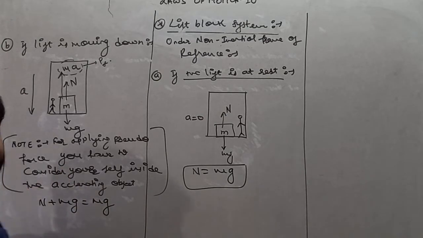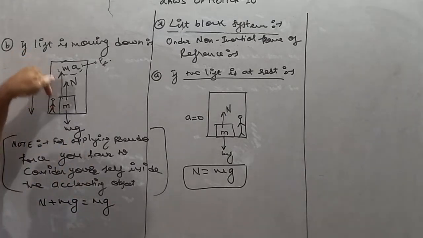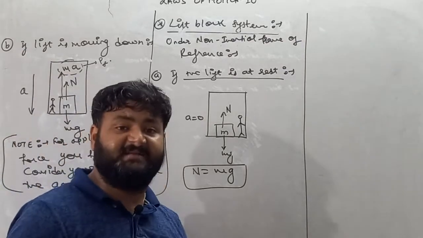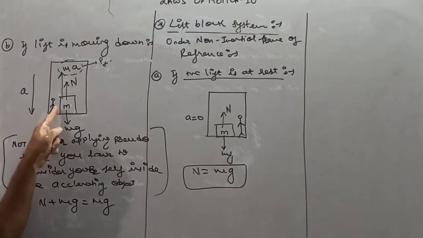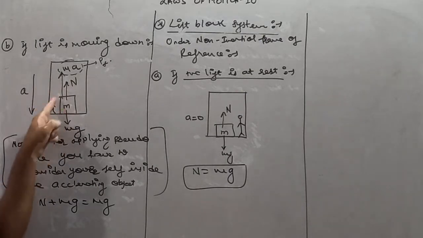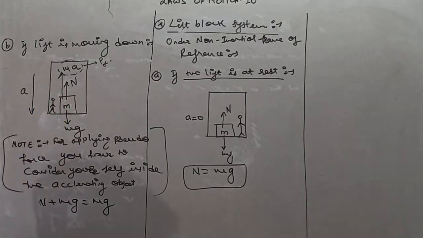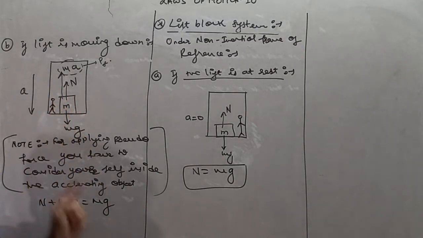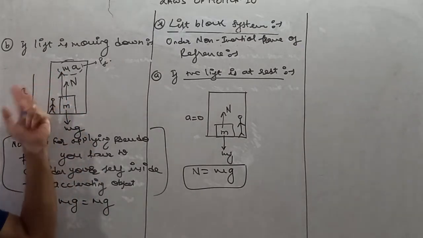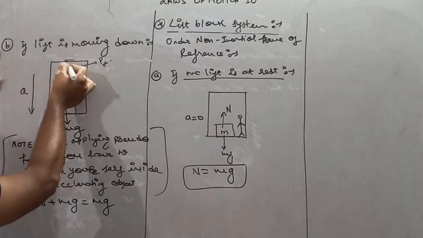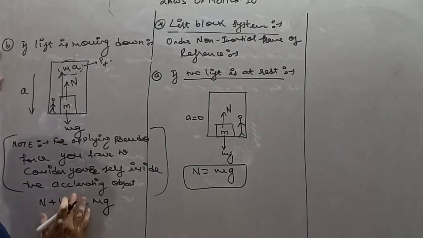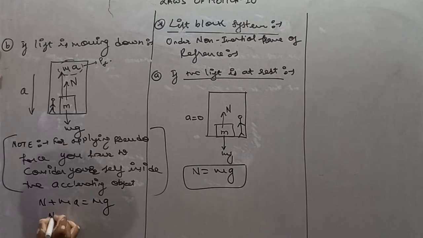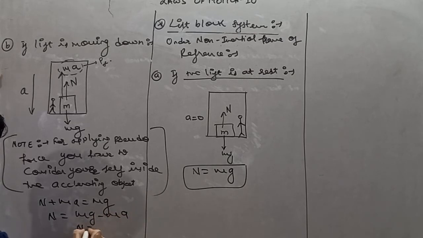Dear student, try to understand this. Basically, the observer is standing inside the lift. The lift is accelerating, but with respect to the observer, the position of the block is not changing. So the observer says this block is at rest. And if the block is at rest, then it is but obvious that opposite forces are equal. So N plus ma is equal to mg. From here, we get the formula of N. It is mg minus ma. So N becomes equal to m(g minus a).